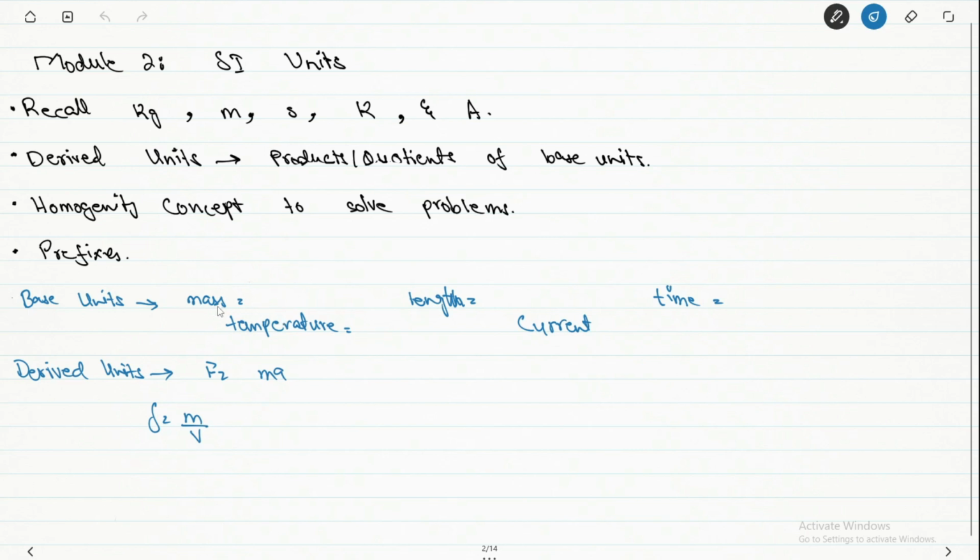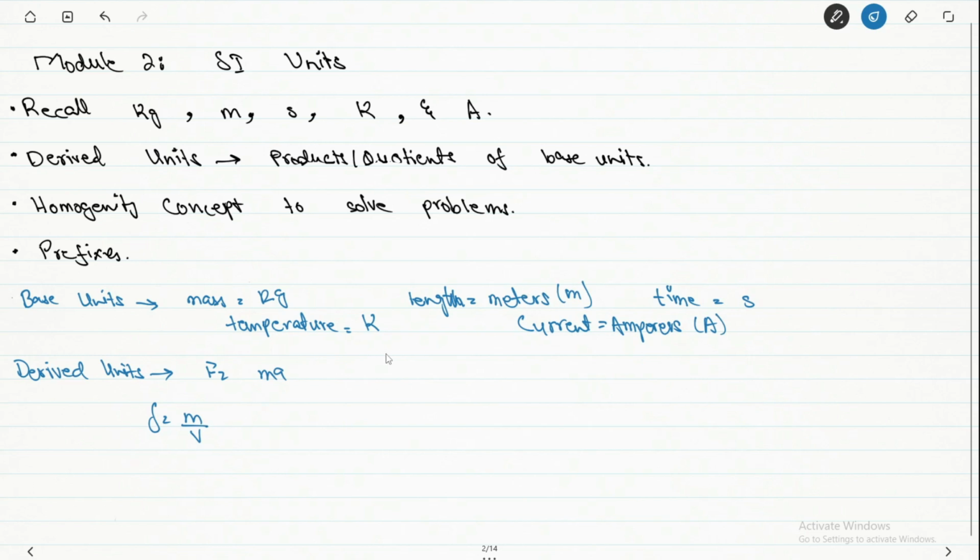So for example, mass will always be in kilograms, length will always be in meters, time will always be in seconds, temperature would be Kelvin, and sometimes it's in degrees centigrade, but I'll tell you how to convert it later in the syllabus. And current is in amperes, which is short for A. Okay, so these are the basic units that you need to know.